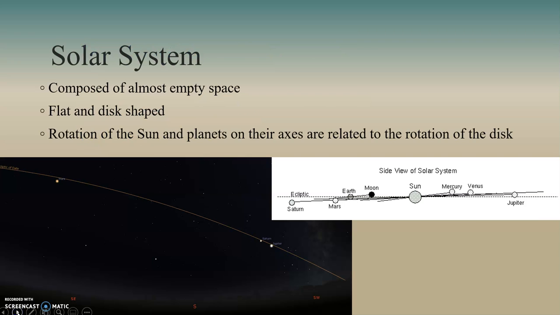The solar system, as we know it, is, as you know, mostly empty space. And what you may not realize is that it is flat and disc-shaped, much like the Milky Way galaxy is. So our solar system is a very small part of the Milky Way galaxy, and it has the same flat disc shape as the Milky Way. And in fact, you can see there from that side view, what is really interesting is that all of the planets are on very nearly the same plane, which makes it the disk shape.